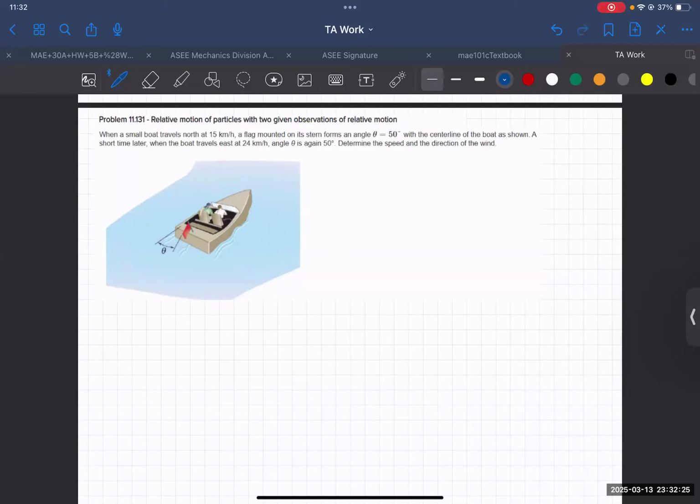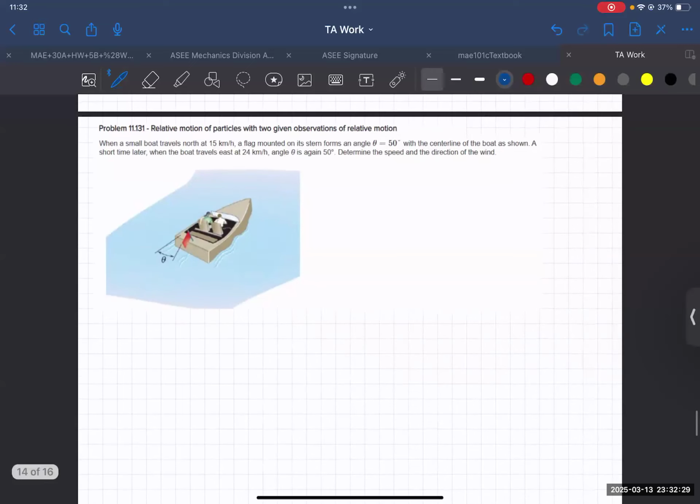5 for homework 9. Okay, so it says when a small boat travels north at 15 kilometers per hour, a flag mounted on its stern forms an angle of theta equals 50 degrees with the center line of the boat shown. A short time later, when the boat travels east 24 kilometers per hour, angle theta is again 50. Determine the speed and the direction of the wind.